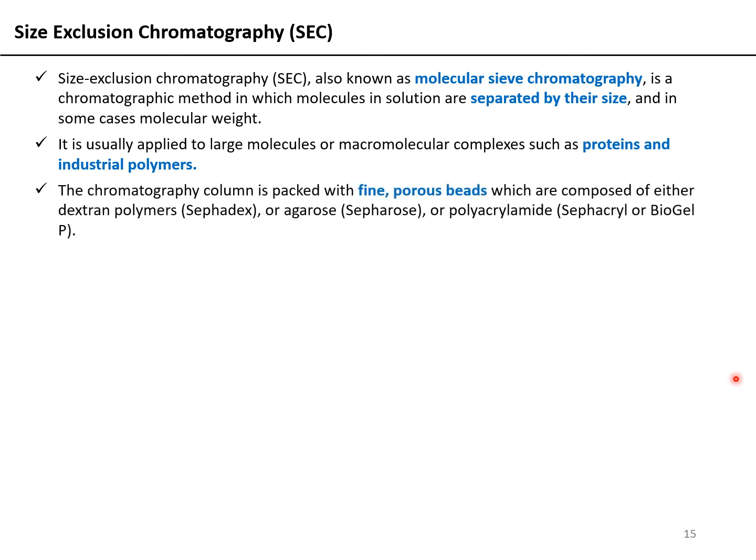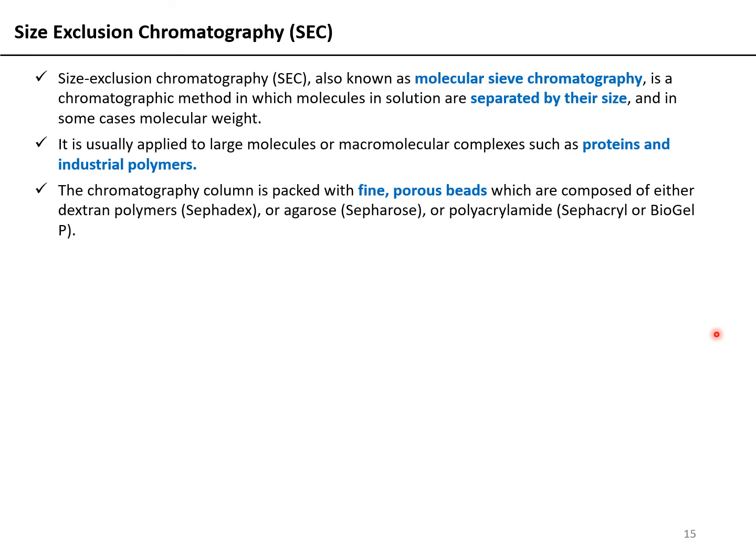The chromatographic column is packed with fine porous beads which are composed of either dextran polymers like Sephadex, or agarose like Sepharose, or polyacrylamide like Sephacryl or Bio-Gel P. All of these columns are commercially available. Different columns, because they are packed with different beads, have different resolutions or resolving capacities. That is, their ability to separate out proteins on the basis of their mass varies.